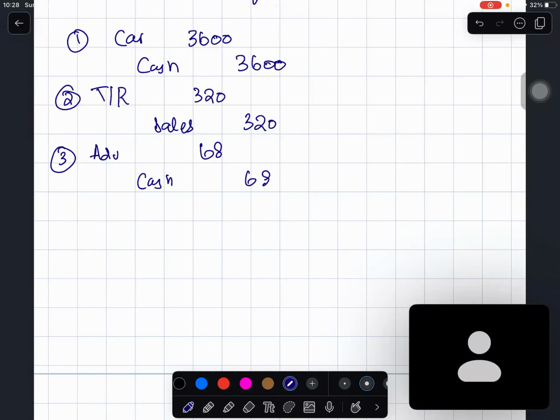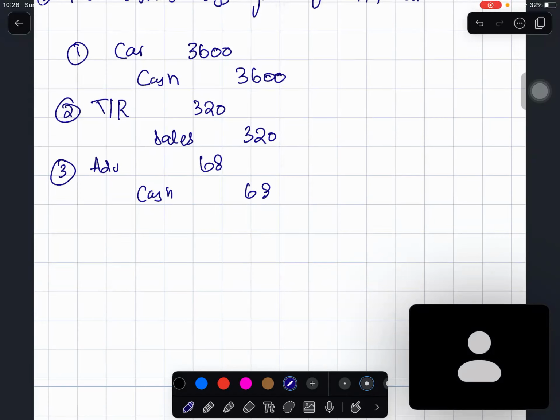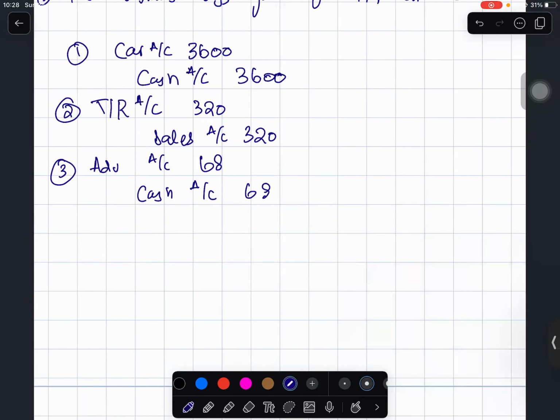Emily, two things to remember here, not just with this. In general, whenever you're recording transactions, it is a very good habit to write this AC in front of the accounts. And number two, whenever you're writing expenses, for example, in this third transaction you're writing advertising, write it as advertising expense. Write an exp in front, just so it is clear to the examiner. He or she knows that you actually know what you're doing, but it just gives a good impression about the student. So always write expense in front.